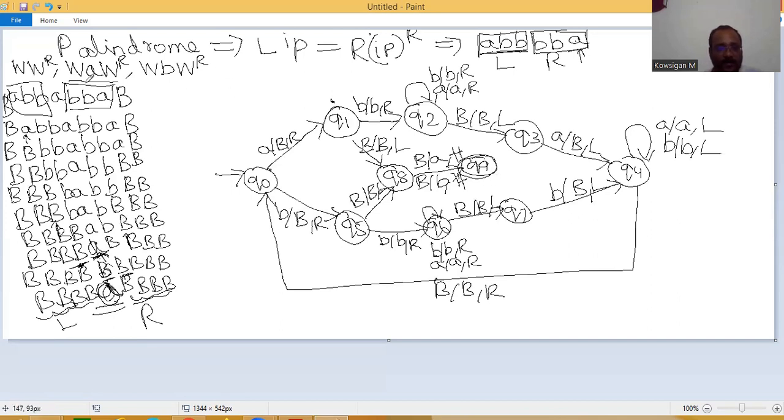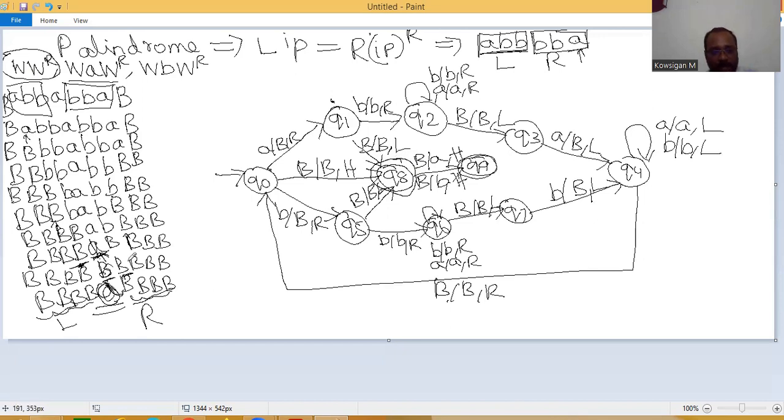For example, if we are choosing this input W, WR, there is no separator. So there is no separator means this A or B will not be there. Okay. So after reaching this blank and moving to the right hand side, again you will be having blank only. So blank is mentioned as blank and halt. So if you are having the input as just W, WR, this Q8 will be the final state.